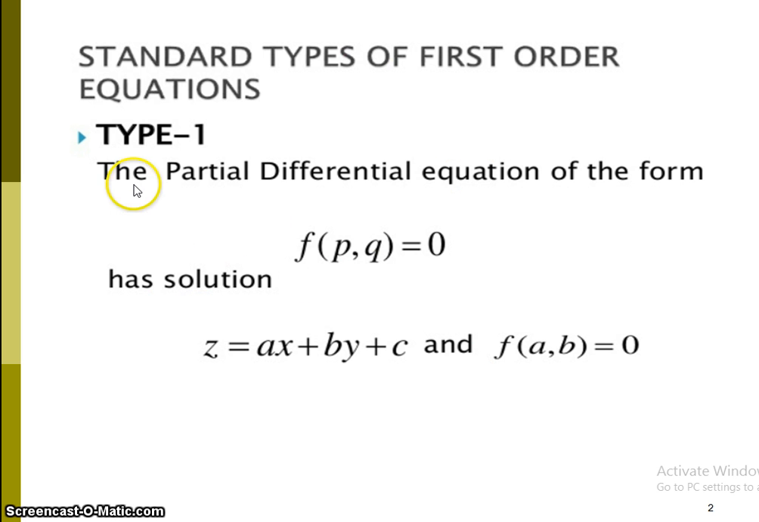Type 1 is the partial differential equation of the form f of p comma q equal to 0, with solution z equal to ax plus by plus c and f of a comma b equal to 0. That means if the given problem is of the form f of p comma q equal to 0, then we can take the trial solution z equal to ax plus by plus c and equate f of a comma b equal to 0. That means replace p equal to a and q equal to b. So we get the required solutions.